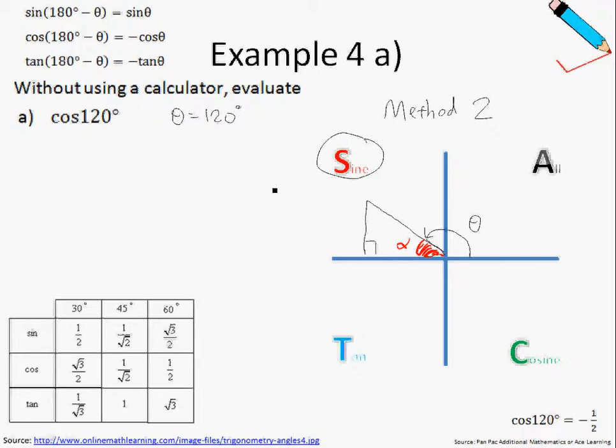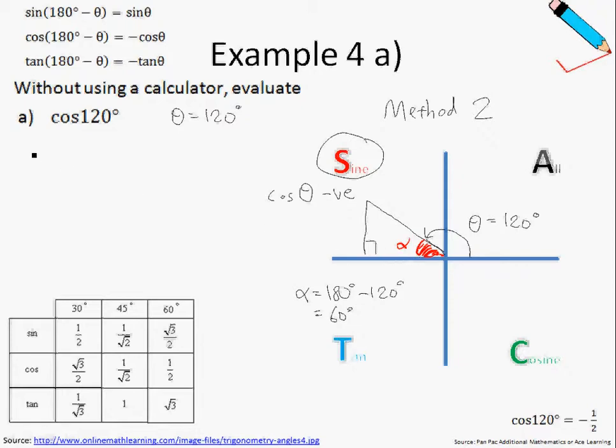In this question, we're asked to find the cosine of theta. So what do you guys think? Do you think it's going to be positive or negative? It should be negative, because we are in the sine quadrant. So what we're going to do next is to identify our alpha. How to identify alpha? Since theta is 120 degrees, then alpha should just be 180 degrees minus 120 degrees, which is just 60 degrees. So therefore alpha is 60 degrees.